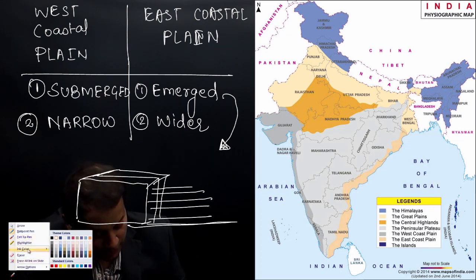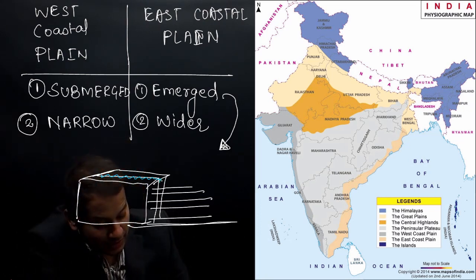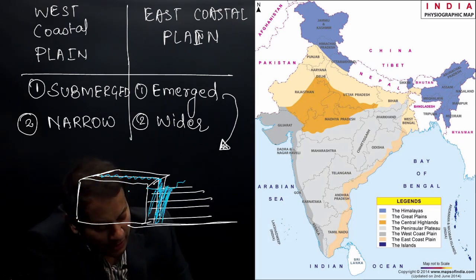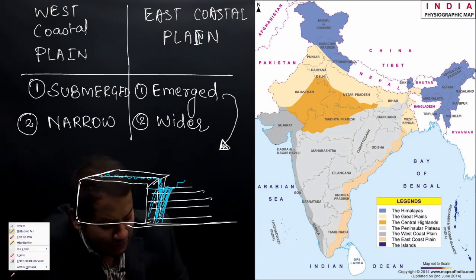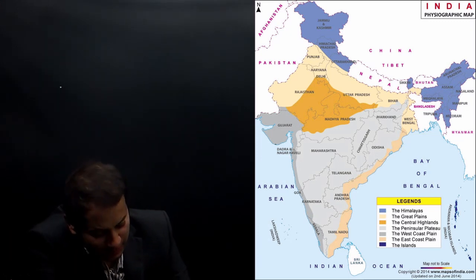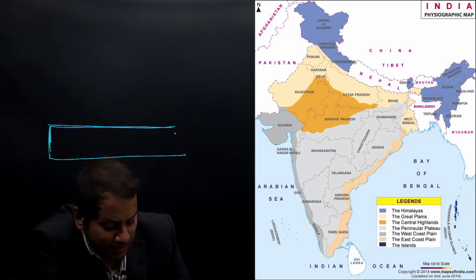Let me use a different color. The river is flowing through this land here, and what will it do? It will fill up the areas and deposit the sediments. Over a period of time, the sediments will come up and form a land. To make things easier, suppose this is a land. How does the emerged coastline look?